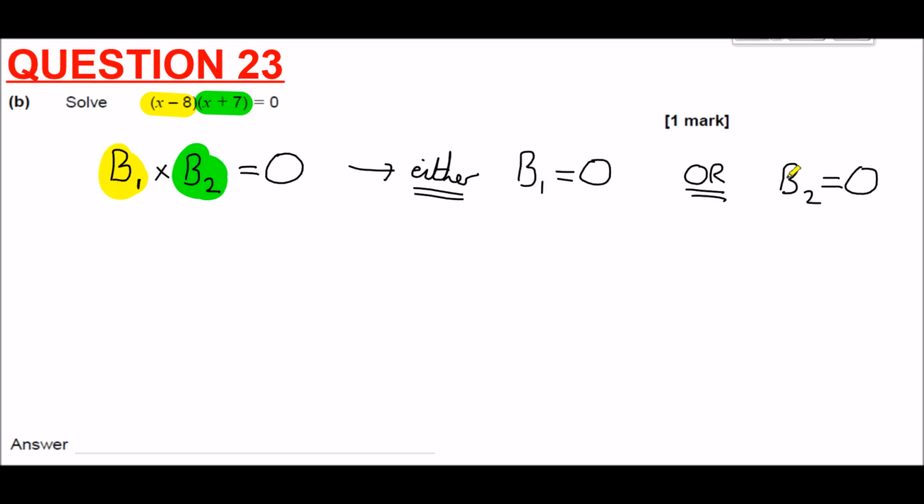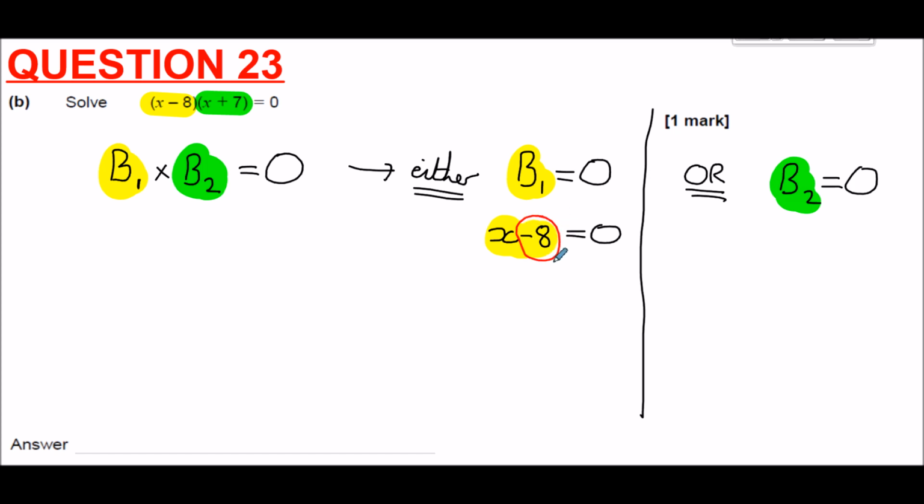Just done the wrong highlighting there. B2 is green, first bracket's yellow. So if the first bracket's equal to 0, that would mean that what's inside the bracket must be equal to 0. So x take away 8, I'd have to equal 0. And if that's the case, we can solve that equation quite simply by moving this minus 8 to the other side of the equation. If we swap side, we swap sign. Opposite of minus becomes plus. So we just have x on its own equal to 8. So the answer is x equals 8.